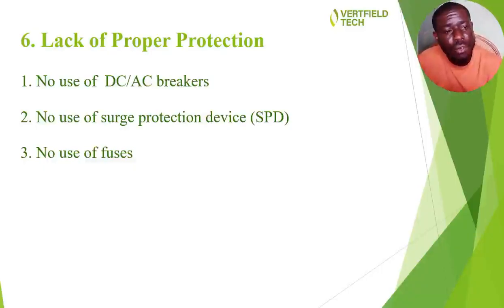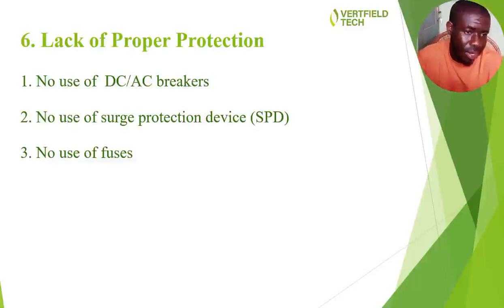And also for your protection devices, you have your AC devices and you have your DC devices. On no account should you use your AC device on your DC side and use your DC device on your AC side. No use of surge protection, no use of fuses. Do you know how to use these things? That is the reason why we are here to enlighten you all.